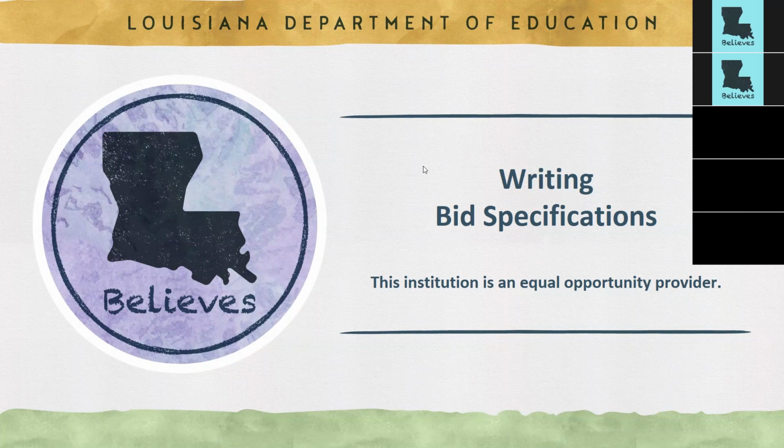And welcome to the training on writing bid specifications. Let's face it, most SFA directors do not like writing bid specifications because it's a very tedious and very time consuming task. But writing quality specifications for your bids is important because they serve both as quality and cost control standards for your SFA.